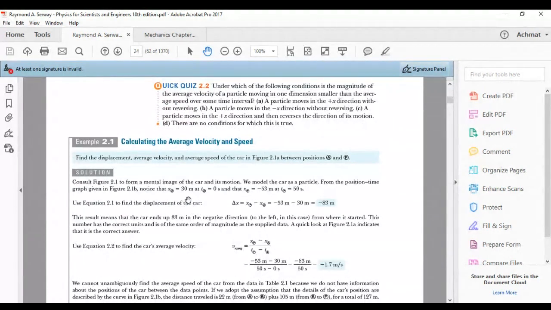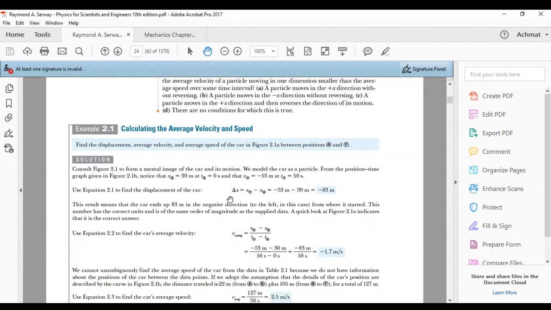So now you can see here, according to the thing there, XA is 30 and TA is 0. XF will be minus 53 and TF would be 50 seconds. So if you want to know what your displacement is, it's X final minus X initial, or XF minus XA. And that will give you your displacement.